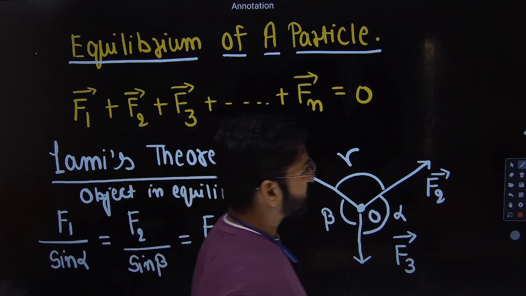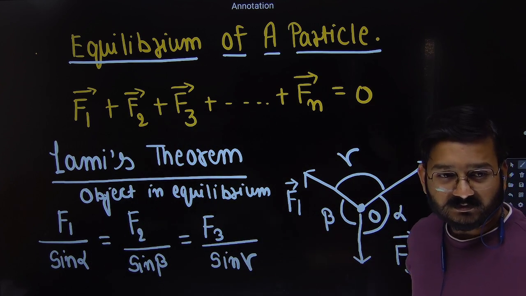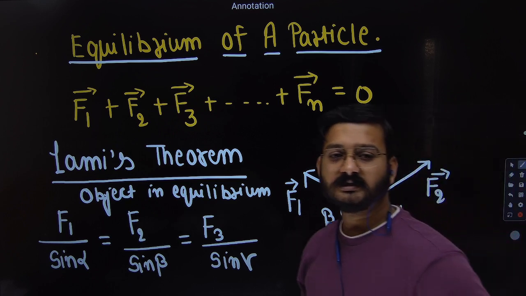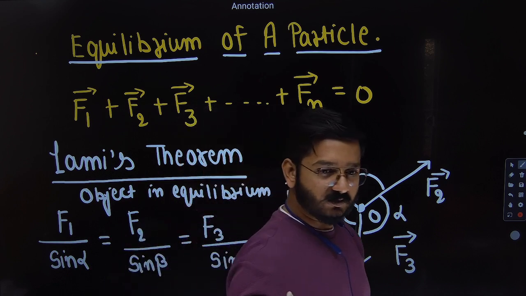So let's discuss the first thing, equilibrium of a particle. What is the meaning of equilibrium? The net force acting on the particle is zero. Now, what is the meaning of equilibrium? The particle should be at rest or moving.